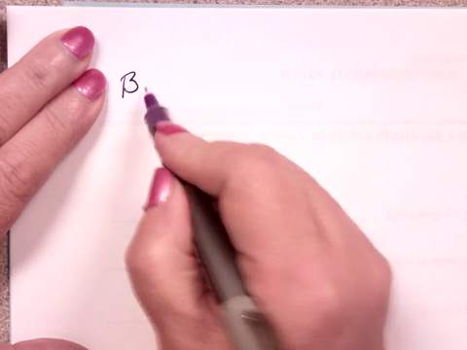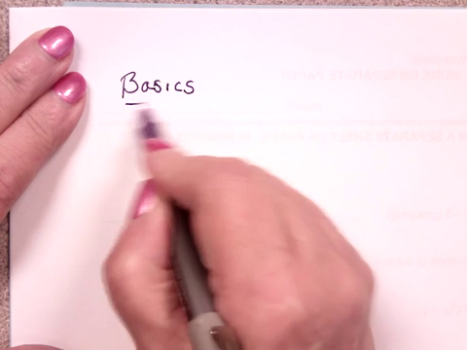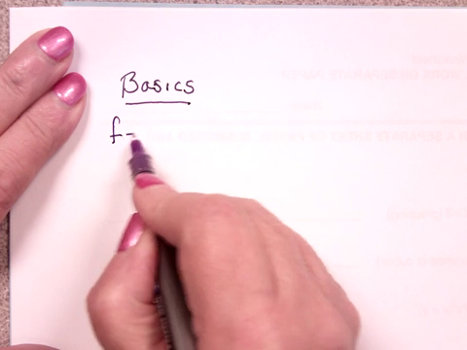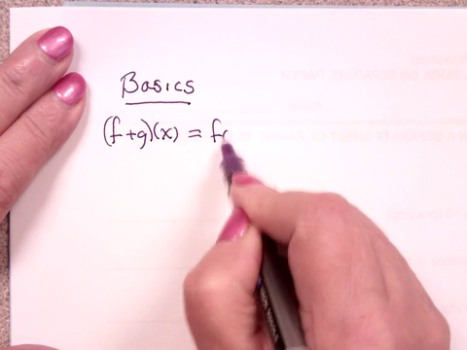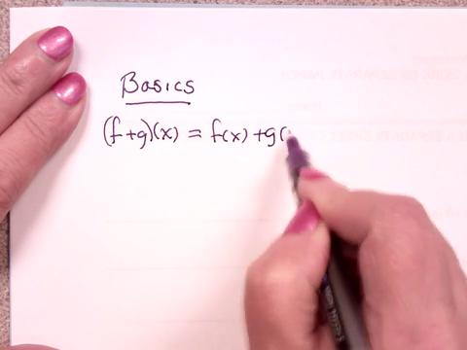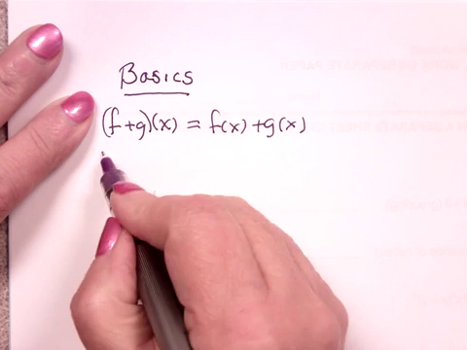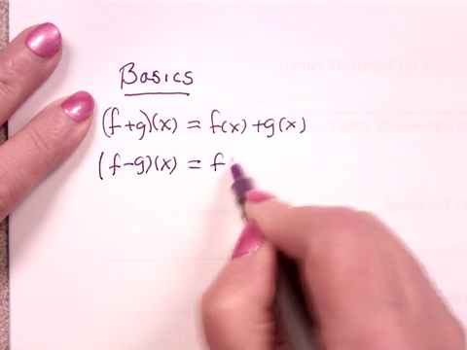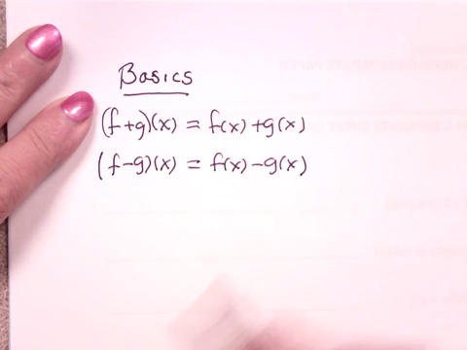If I look at going after the basics for operations on functions, the basics would say that f plus g of x is equal to f of x plus g of x. It just says I have two functions, f and g, you're just going to add them. The same is true if I have f minus g of x. This would be f of x minus g of x, which means you would subtract them.